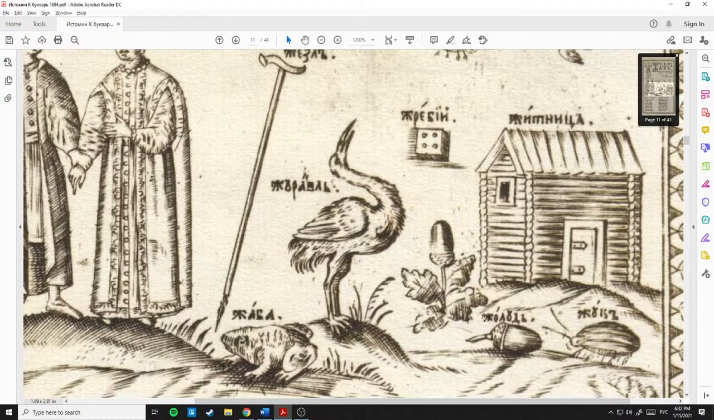Žolud, that's an acorn. I think that's the same in most Slavic languages. Zhitnica is a word that was used all the way up to Soviet times. I didn't even know that. Interesting. Zhitnici.